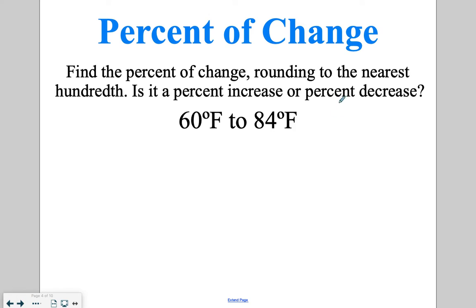So first we're looking at 60 degrees Fahrenheit to 84 degrees Fahrenheit. Would be really nice if we had those temperatures right now instead of these single digits. So our 60 degrees Fahrenheit is our original temperature, and our 84 degrees is our new temperature. So to set up our equation, we're going to take the new, which is 84, subtract the old, which is 60, put that over the old, or the original, that's also 60, and then multiply by 100.